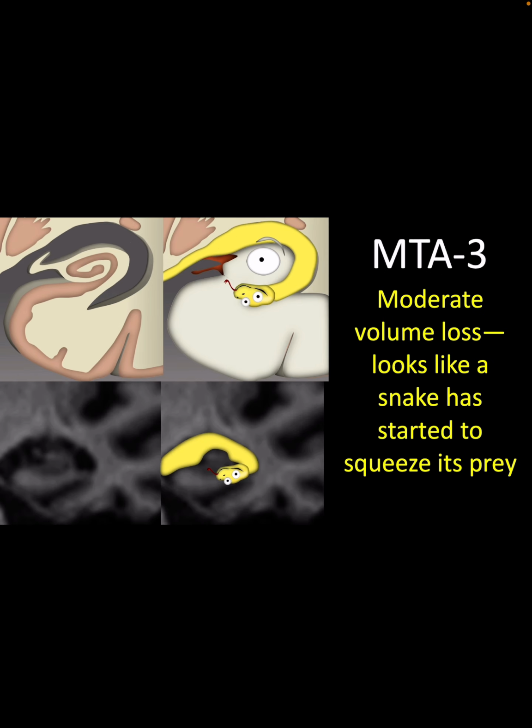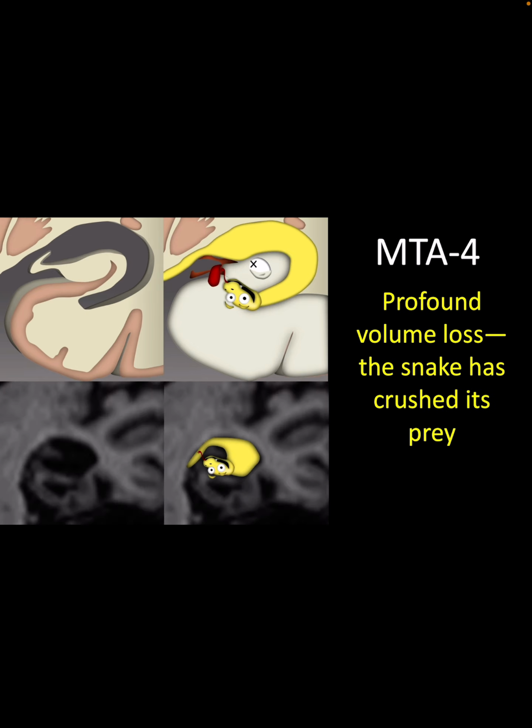For a medial temporal atrophy score of 3, the hippocampus now shows moderate volume loss. When you have that volume loss in the hippocampus, it kind of looks like the head of that bird is compressed. So now, as the snake has previously already encircled the hippocampus for a medial temporal atrophy score of 2, for a medial temporal atrophy score of 3, it begins to compress it as it begins to squeeze its prey. It's not only encircled the head, but now it's done the final steps to squeeze down as well. For a medial temporal atrophy score of 4, now you have profound hippocampal volume loss.